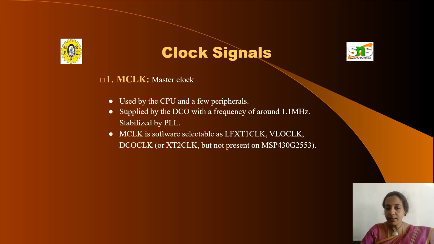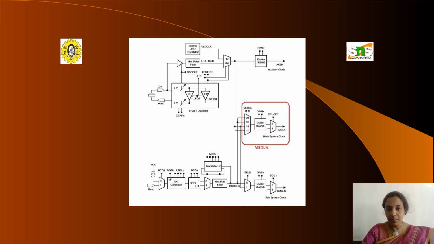This clock signal will be supplied by the DCO, digitally controlled oscillator, with a frequency of about 1.1 megahertz. The clock signal will be stabilized by means of a PLL. The master clock signal is software selectable as the LFXT1 clock, the VLO clock, or the DCO clock signal.